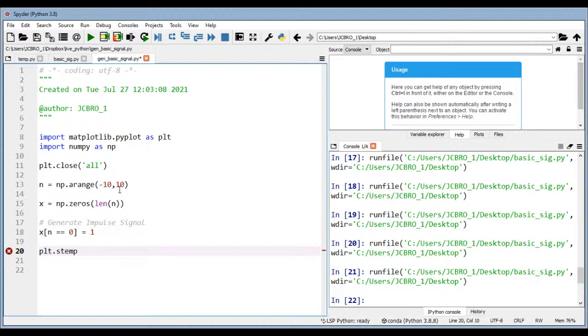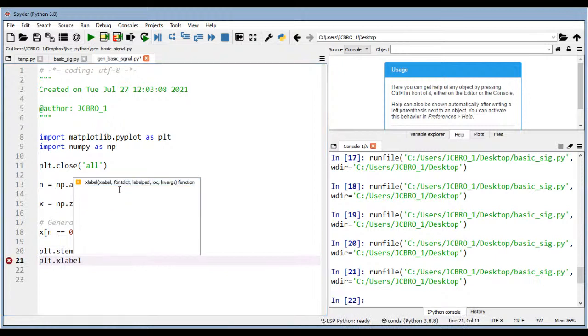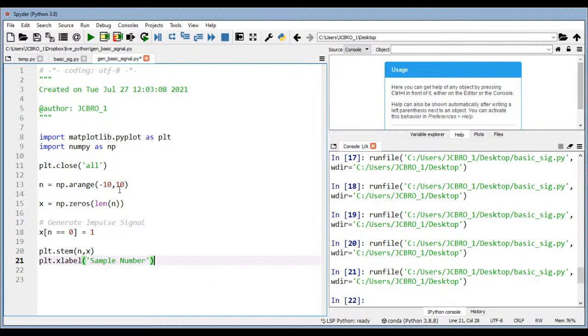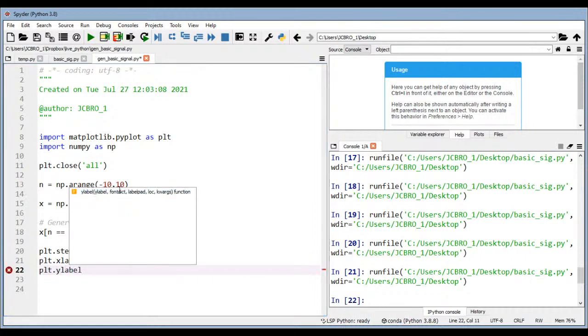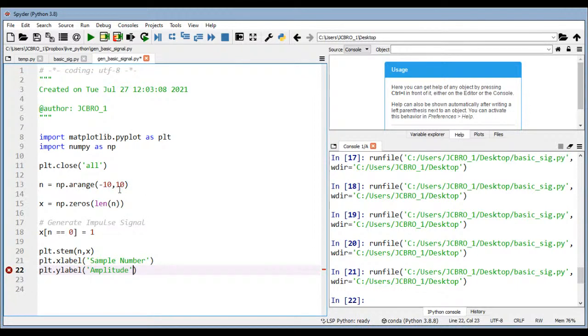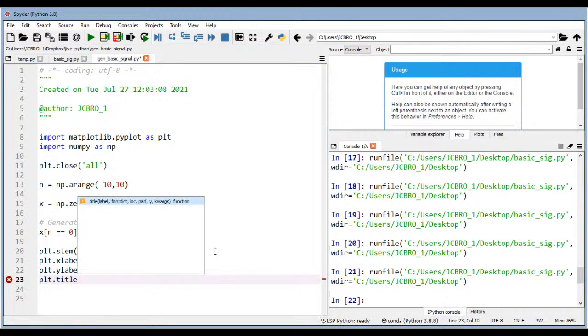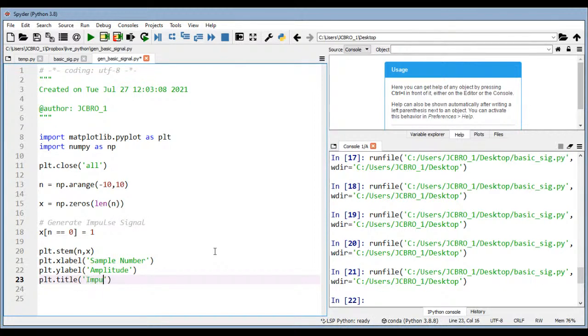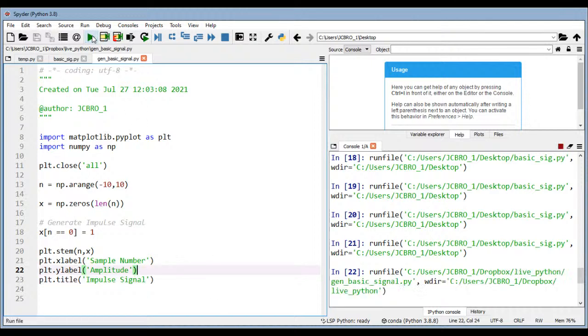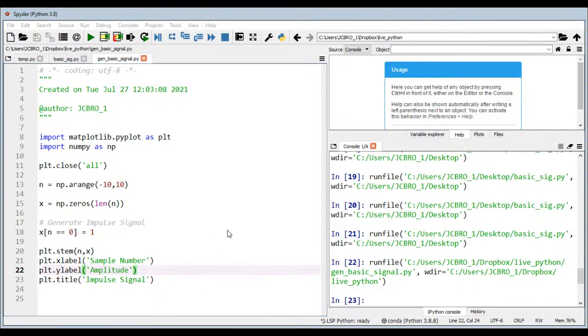We'll make a stem plot so that it looks fine. Then plt.xlabel, we'll put it as sample number, and plt.ylabel as amplitude. Then we can put the title as well, plt.title, something like impulse signal. Okay, let's save it. Now let's run it. Okay, so the plot is available.